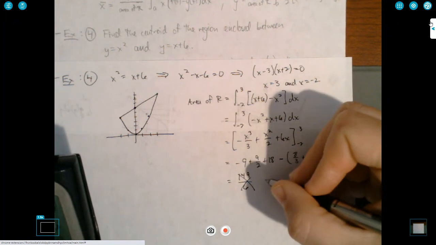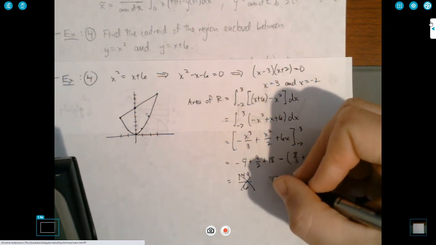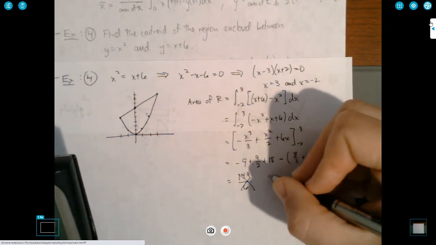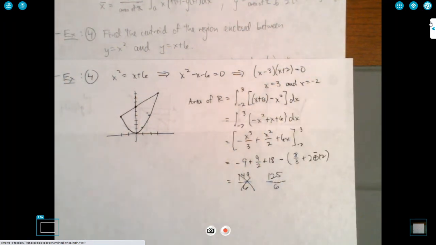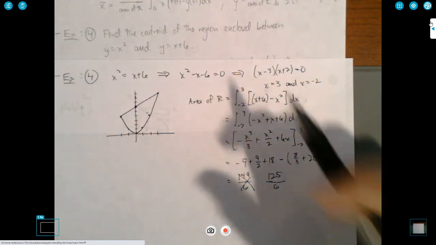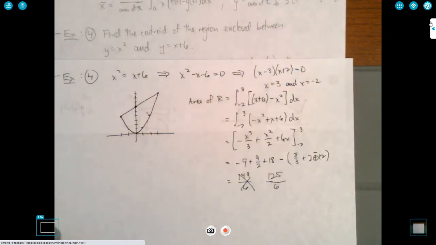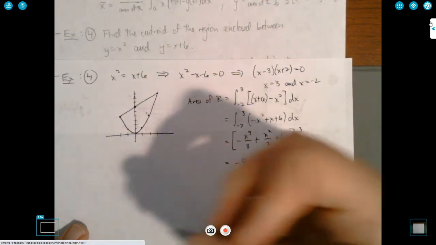Okay, so you should actually get 125 over 6. Not that that's any better. It's still a nasty thing we're going to have to carry through our calculation, but okay, so 125 over 6. All right, that's the area. So now I'm ready to calculate x bar and y bar.